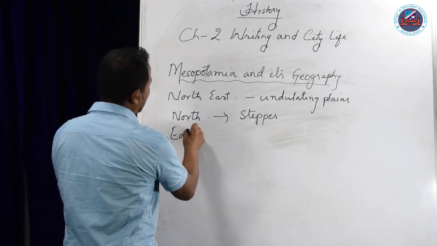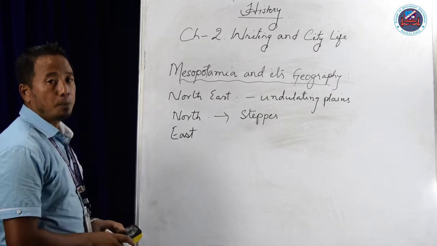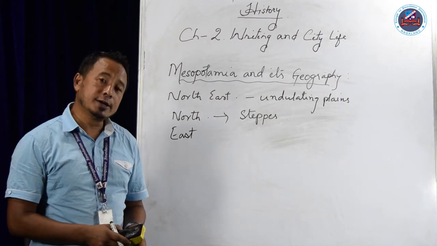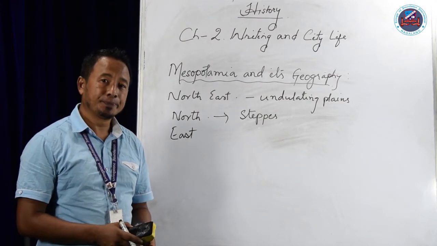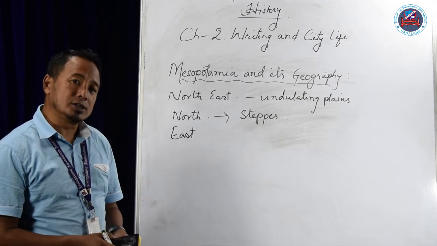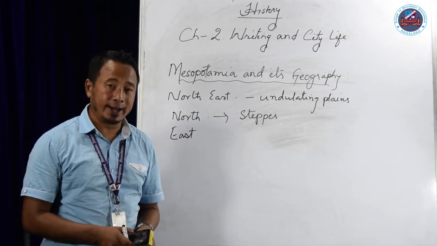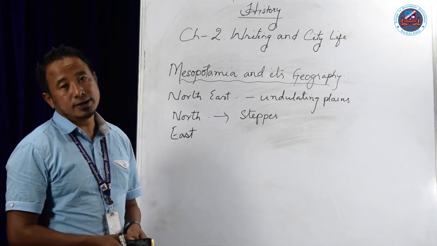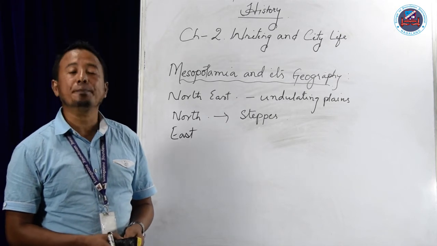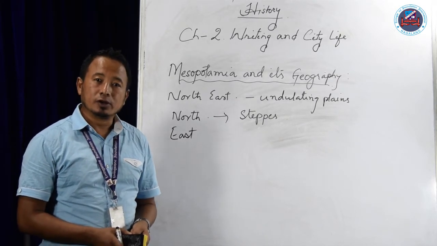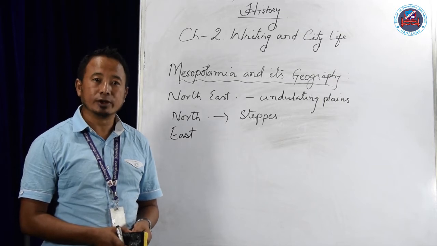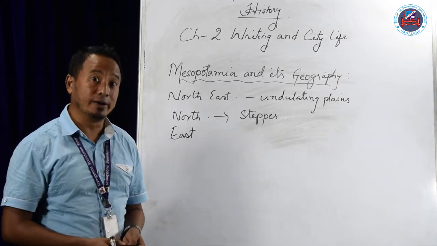Now let us move to the eastern part of Mesopotamia. In the eastern part of Mesopotamia, the tributaries of the rivers Euphrates and Tigris provide an efficient means of transport and communication to the mountains of Iran.